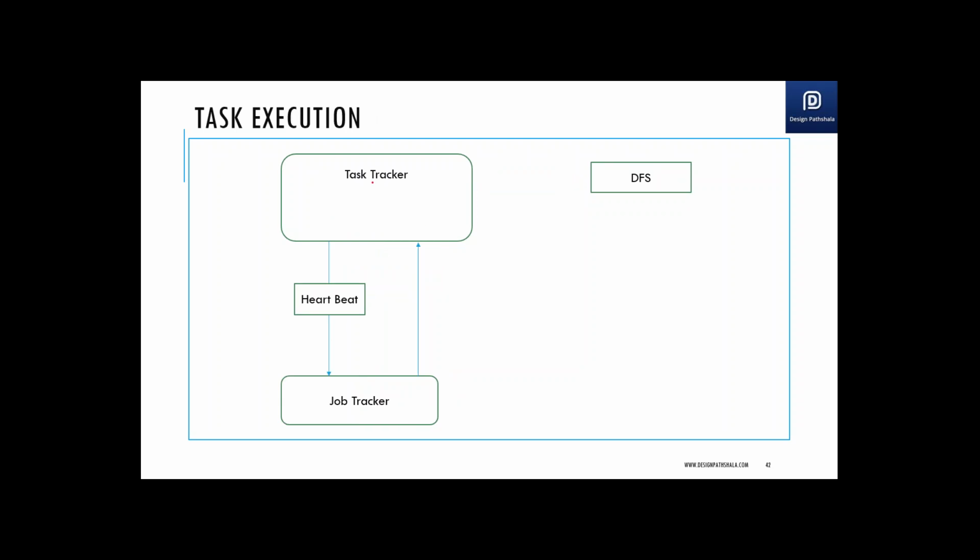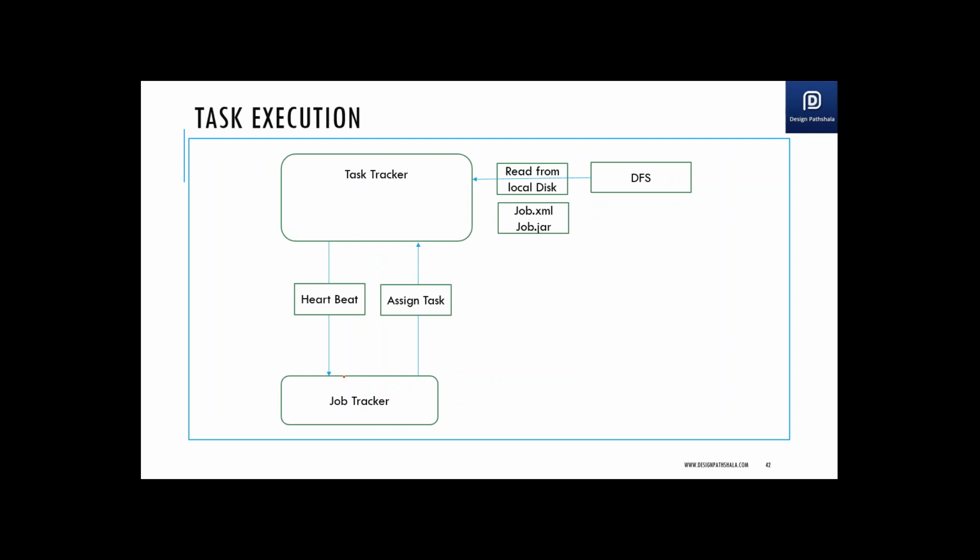In this picture, the task tracker is up and the job tracker has gone down. Please be aware. These heartbeat signals which are sent from the task tracker are how the job tracker knows what the task tracker is doing, how much bandwidth is available with the task tracker to do further tasks, and whether the previous tasks assigned to the task tracker are done or not. So the tasks are assigned to the task tracker.